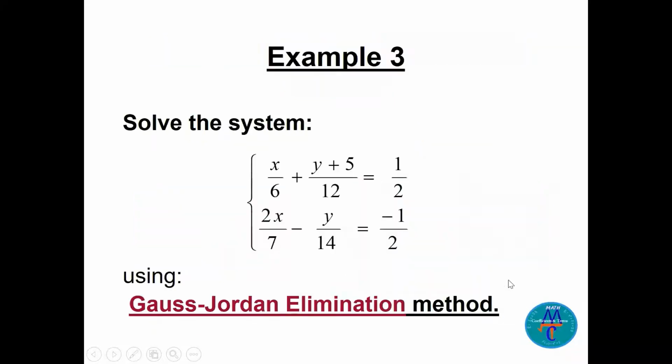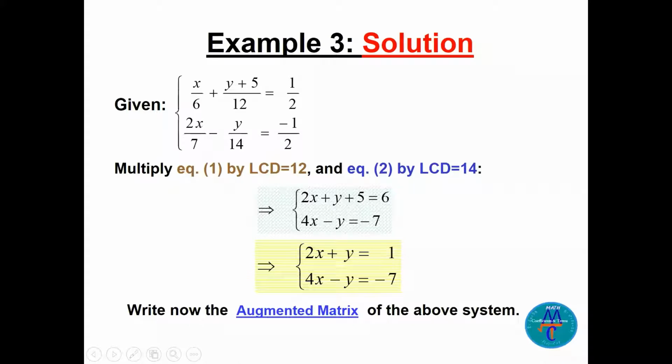Let's see the nice examples here. Look at this system. Use the Gauss-Jordan elimination method. x over 6 plus y plus 5 over 12 is equal to half. 2x over 7 minus y over 14 is equal to minus half. Now we cannot start the Gauss-Jordan elimination method directly because we have to work with the fractions, the LCD, we have to rearrange the system. So the method here is to multiply equation 1 by the LCD 12 and multiply equation 2 by the LCD 14 to make the system the simplest form.